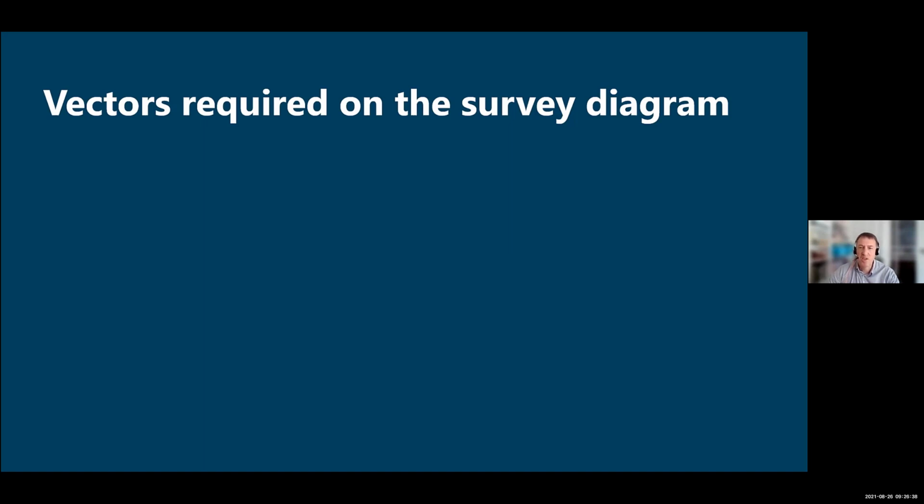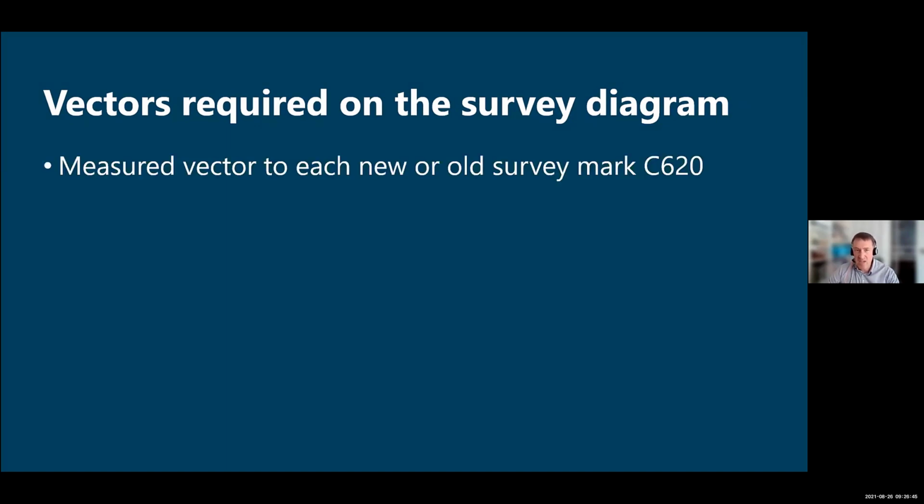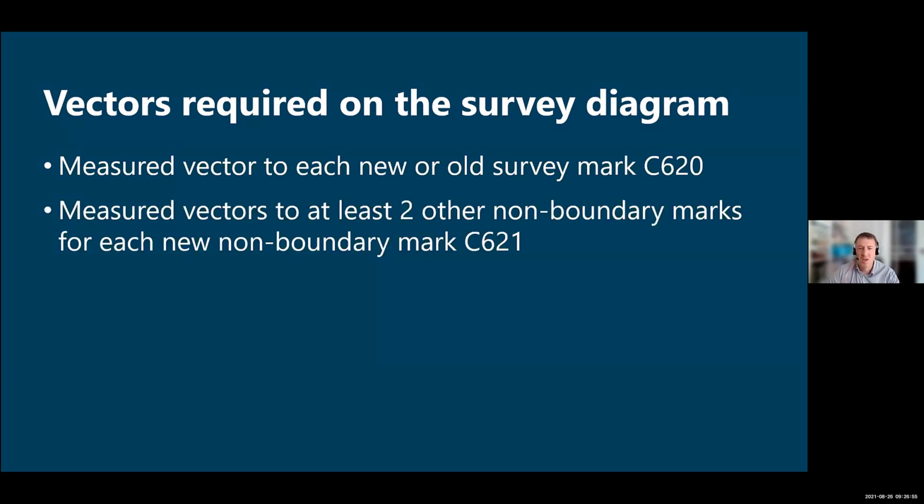So specifically, you'll need to ensure that when you're in the field, you have a measured vector to each new or old survey mark. Now that's tested by Business Rule C620. There should be nothing new in what you're doing there. You will also need to ensure you have a measured vector to at least 2 other non-boundary marks for each new non-boundary mark. And that'll be tested by Business Rule C621.